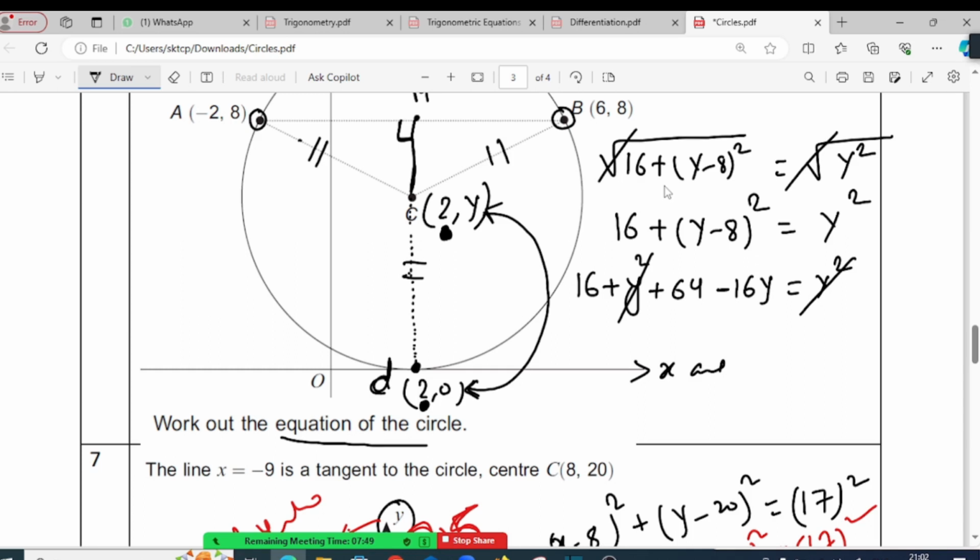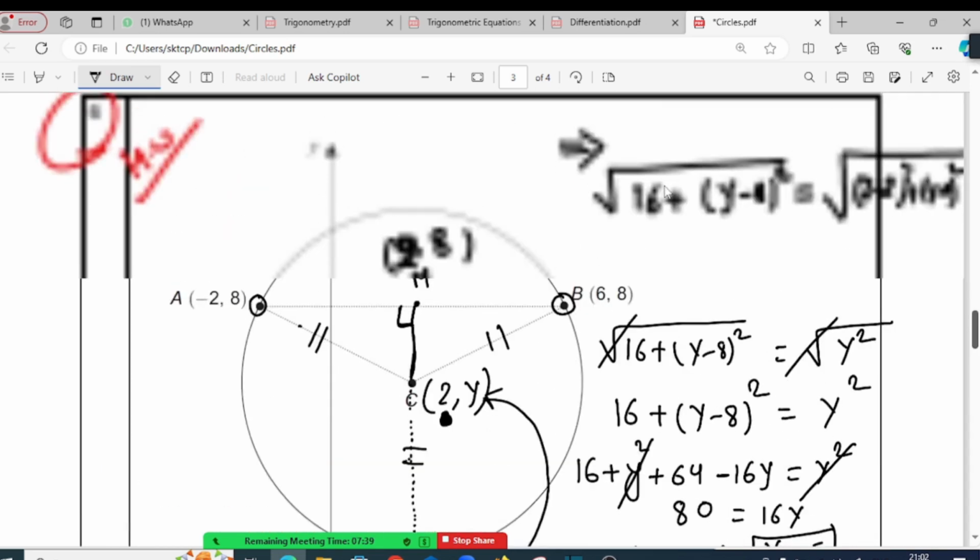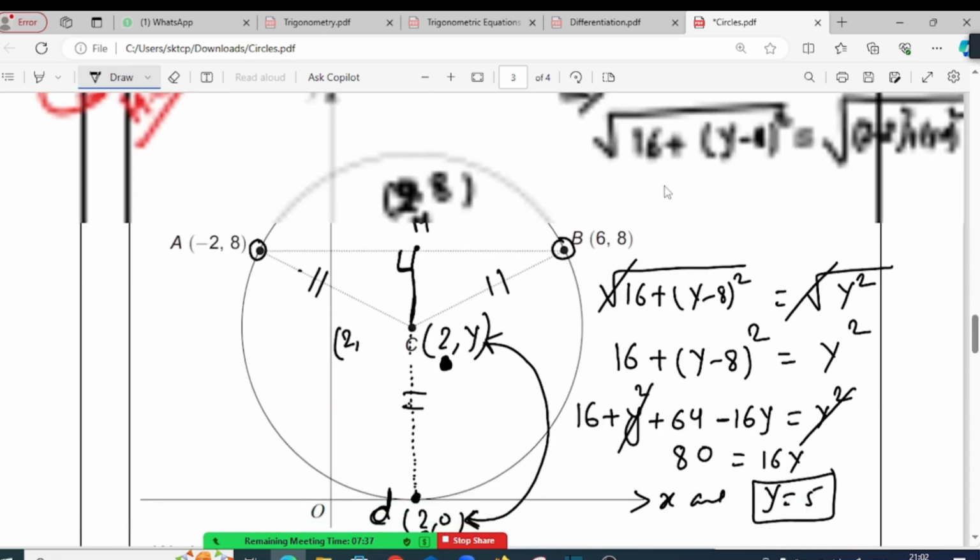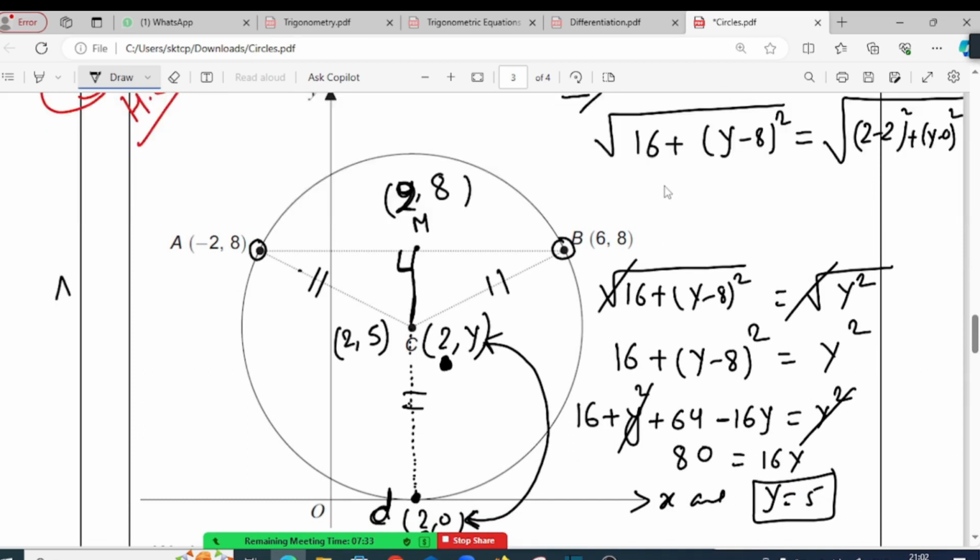So what we are getting: 16 plus 64 is 80, so 80 equals 16y. So y is equal to 5, right? So y is equal to 5. So we got the center (2, 5). You can just cross verify: is AC equal to BC for this (2, 5)? Please check it.